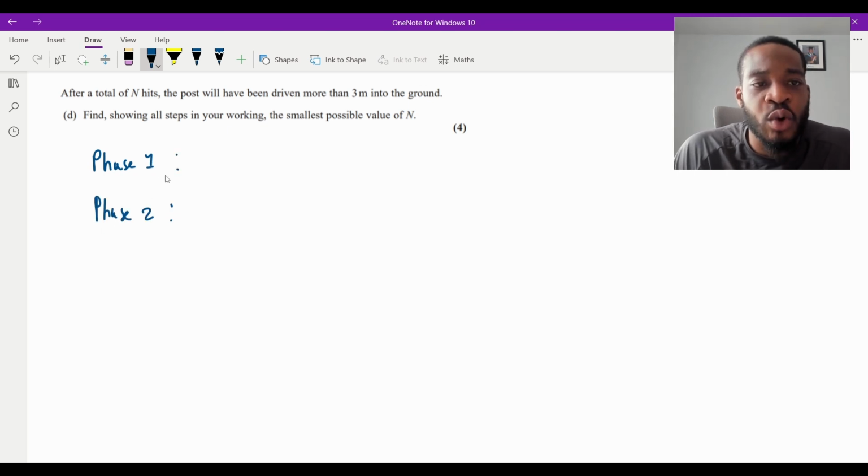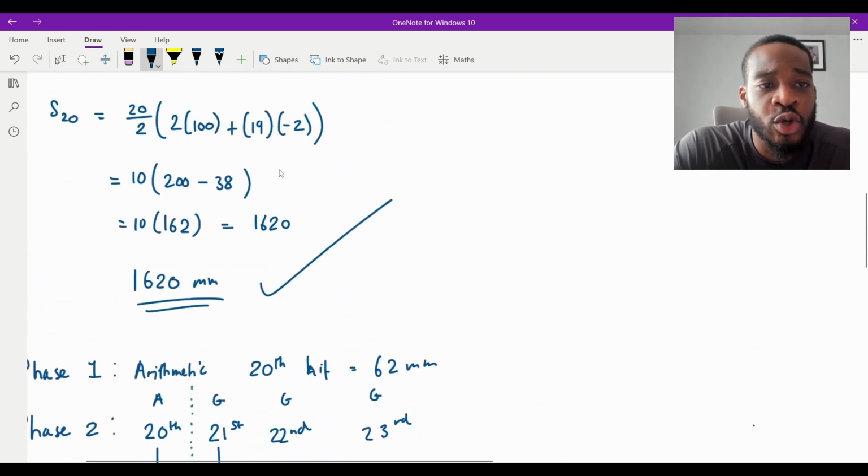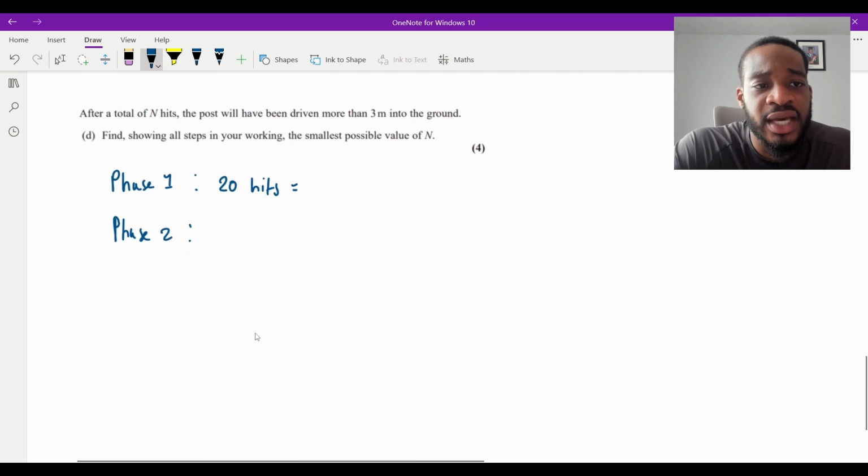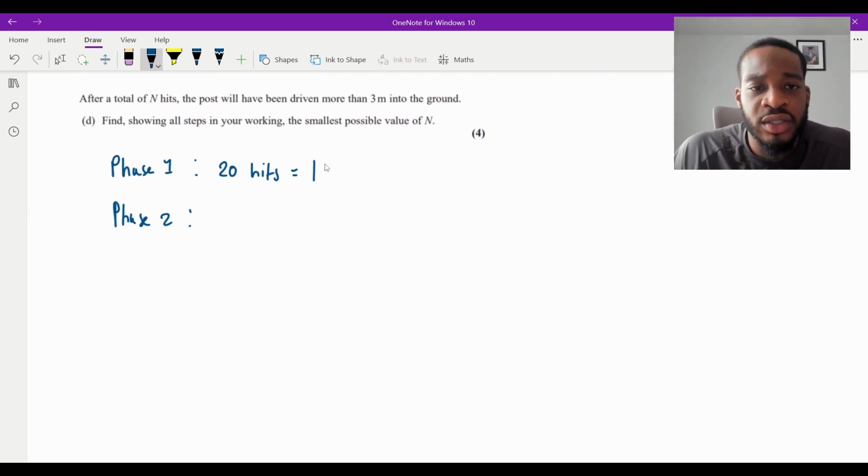Now, in phase 1, we know that there were a total of 20 hits. And in part B, we figured out that the total hits totaled 1,620 millimeters, isn't it? Right? So I'm going to say that the 20 hits here is going to be 1,620 millimeters.